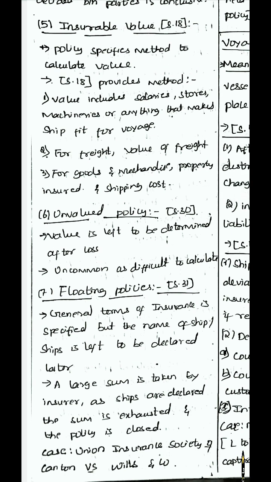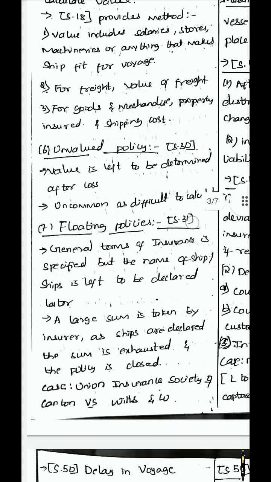The next is unvalued policy. In this, value is left to be determined after loss. So here value is not calculated, but after the loss occurs, they calculate the value of the entire damaged property, and they will determine a value and the insurer will pay that value to the insured after loss occurs. This kind of policy is uncommon as it is difficult to calculate. It is very difficult to calculate once the loss has occurred. So this kind of policy is not followed.